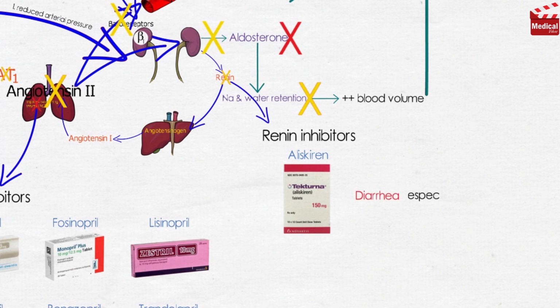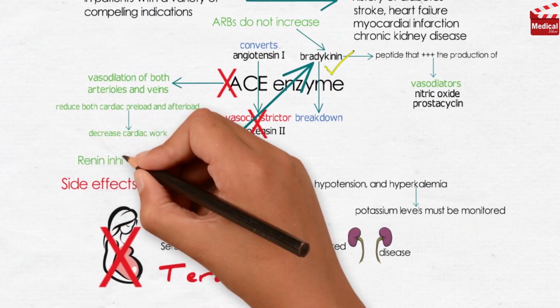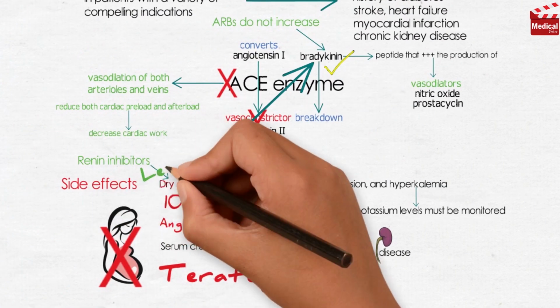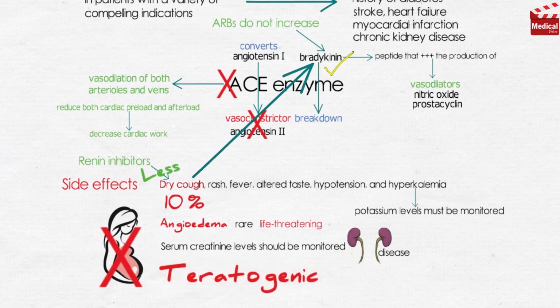Aliskiren can cause diarrhea, especially at high doses, and can also cause cough and angioedema, but probably less often than ACE inhibitors. As with ACE inhibitors and ARBs, aliskiren shouldn't be used during pregnancy.